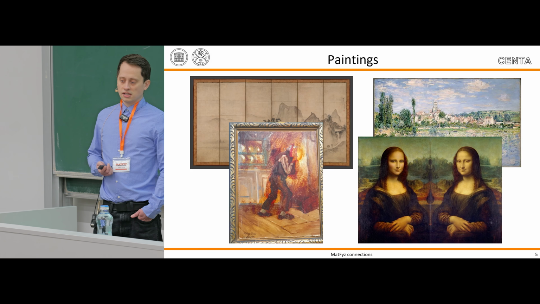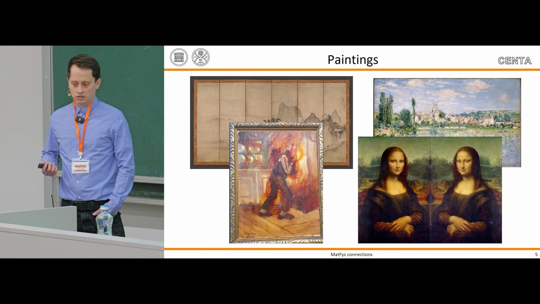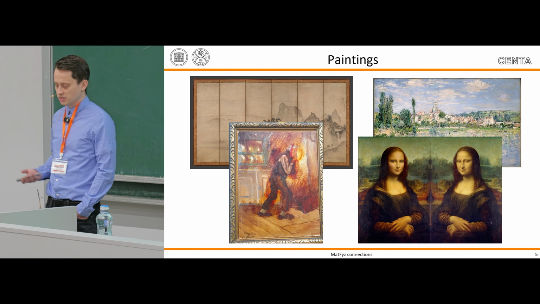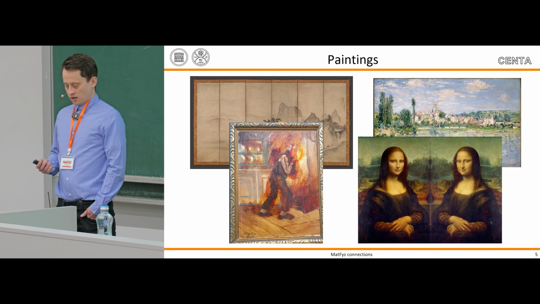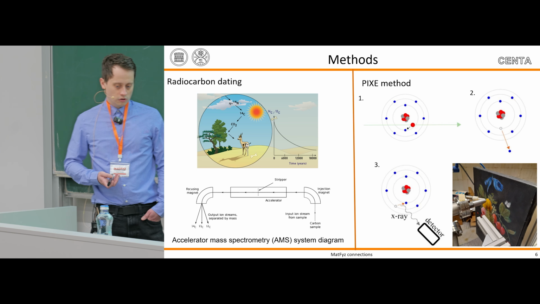Also, elemental analysis of pigments can be used, because different techniques or materials were used for the preparation of pigments throughout history. So, how do these methods even work?